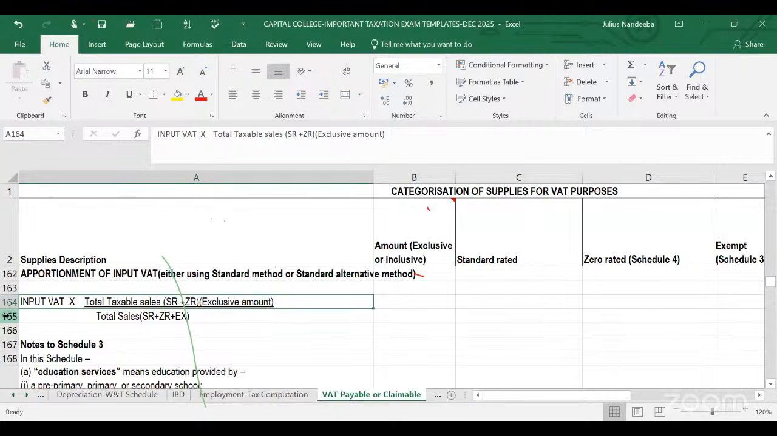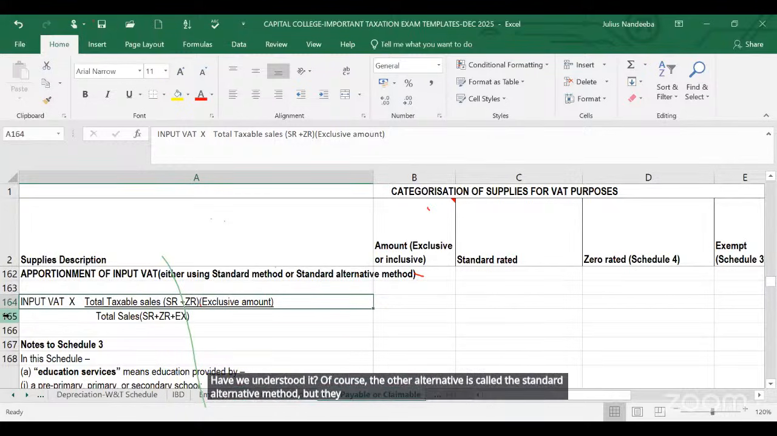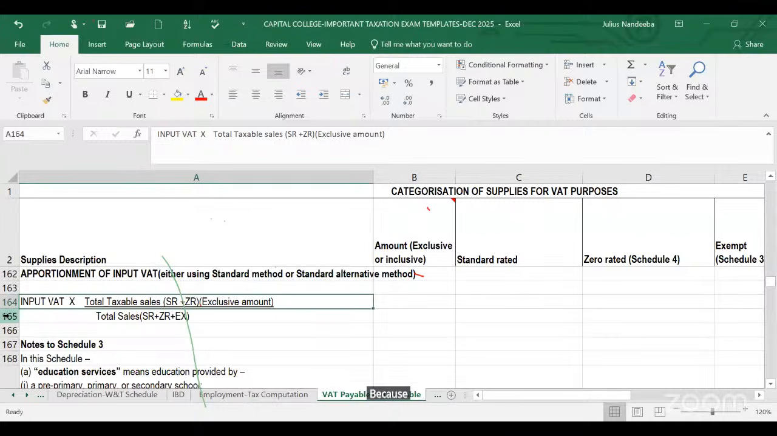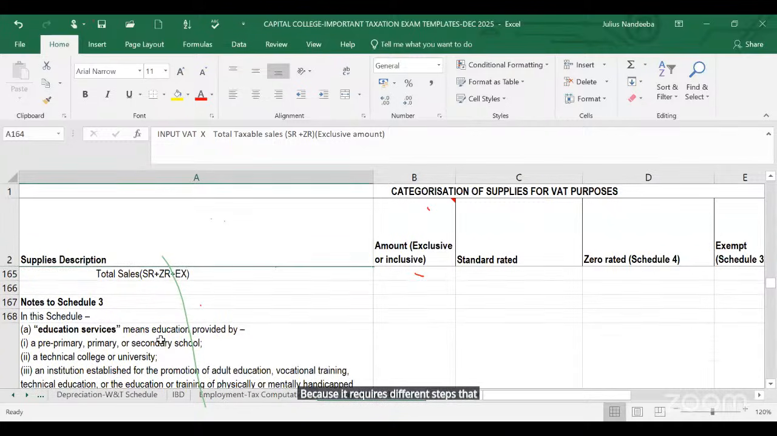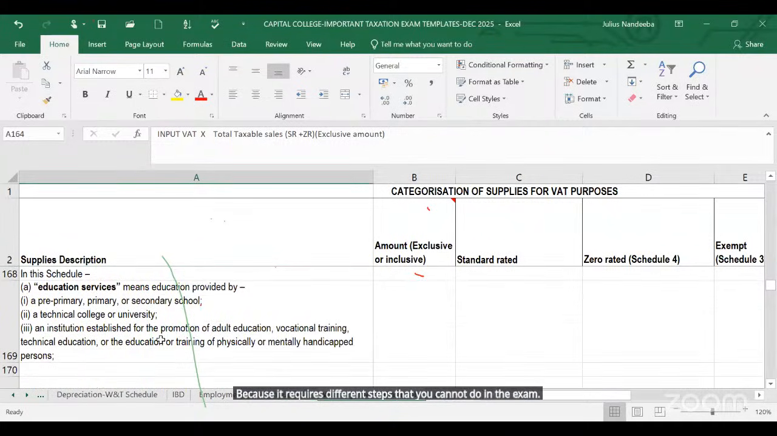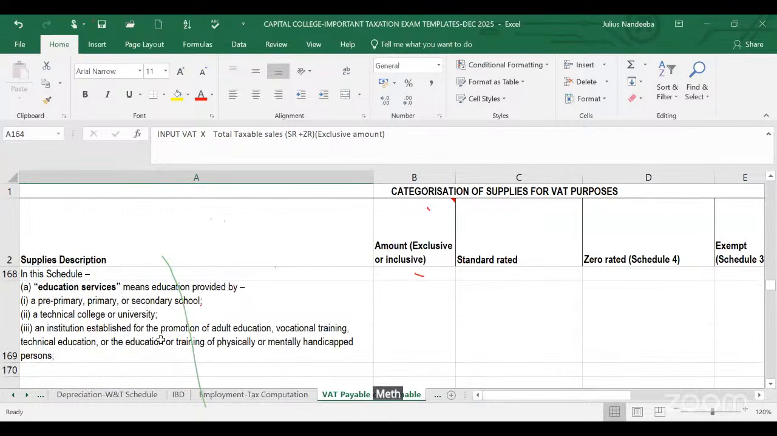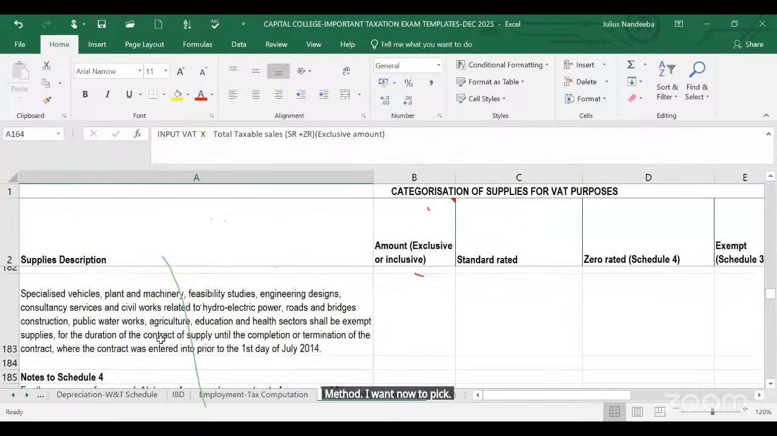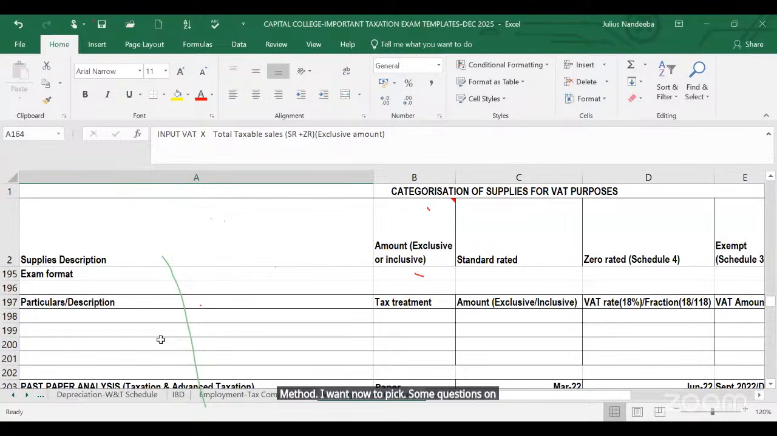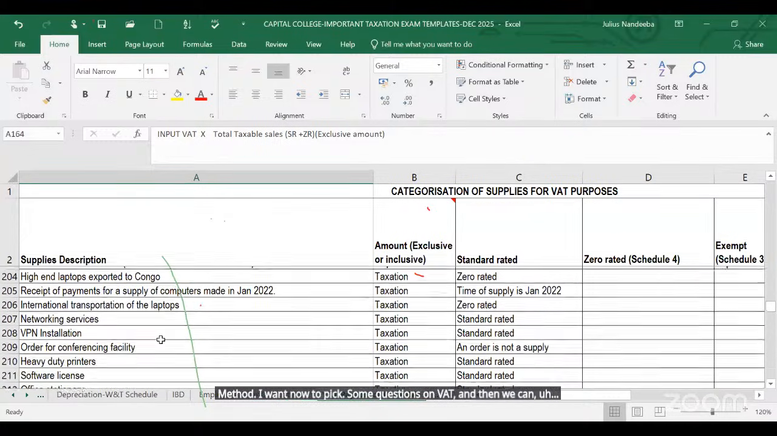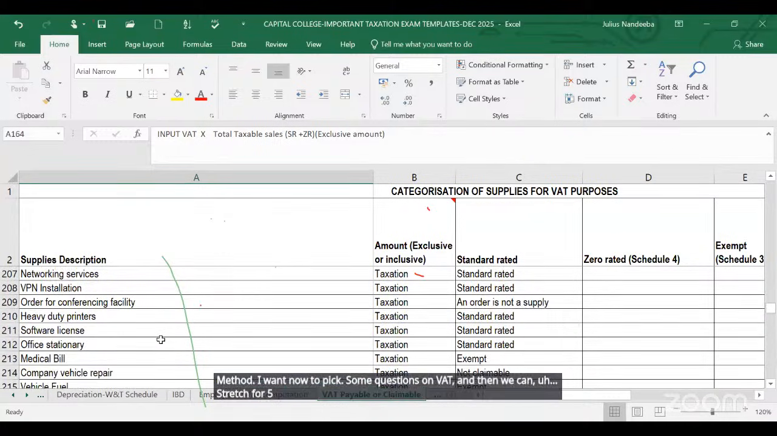Have we understood it? Of course, the other alternative is called the standard alternative method, but they will not ask that in the exam because it requires different steps that you cannot do in the exam. But understand that there are two apportionment methods, the standard method and the standard alternative method. I want now to pick some questions on VAT, and then we can stretch for 5 minutes and come back here.